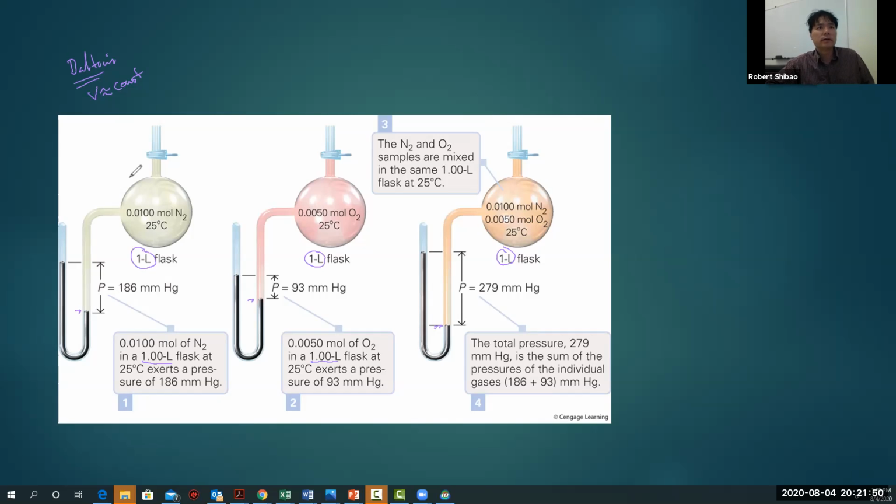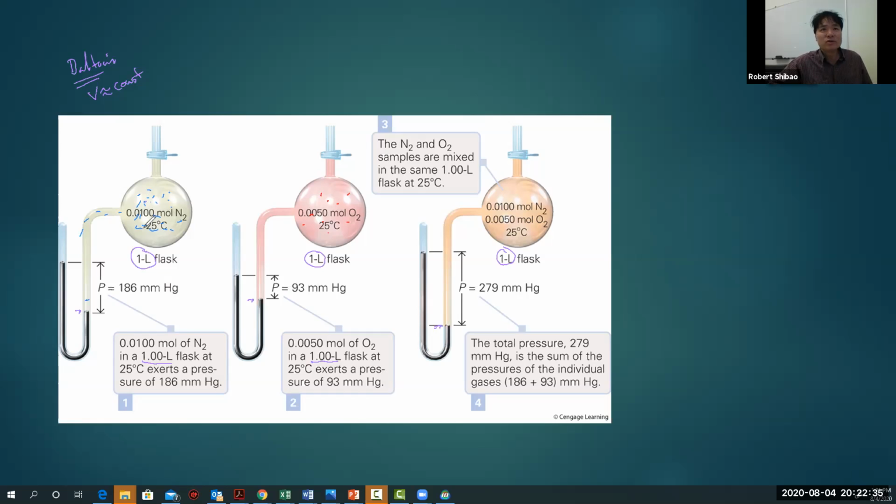And so what we're doing here is this. Here the nitrogen is usually blue, so let me put that as blue. There are a bunch of nitrogen molecules in here, 0.0100 moles worth of nitrogen molecules. These nitrogen molecules are going to exert a pressure here. The pressure is 186 millimeters mercury. Over here, there's oxygen. There's half as much oxygen, so half as much oxygen is going to exert about half the pressure under the same temperature and pressure.